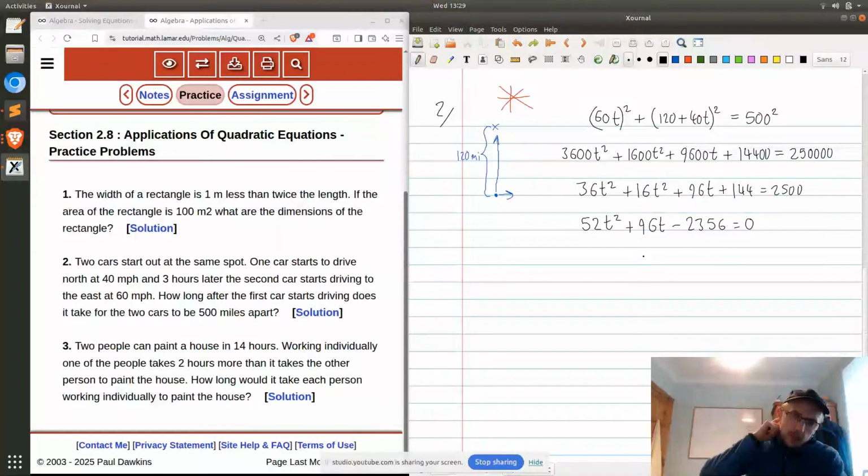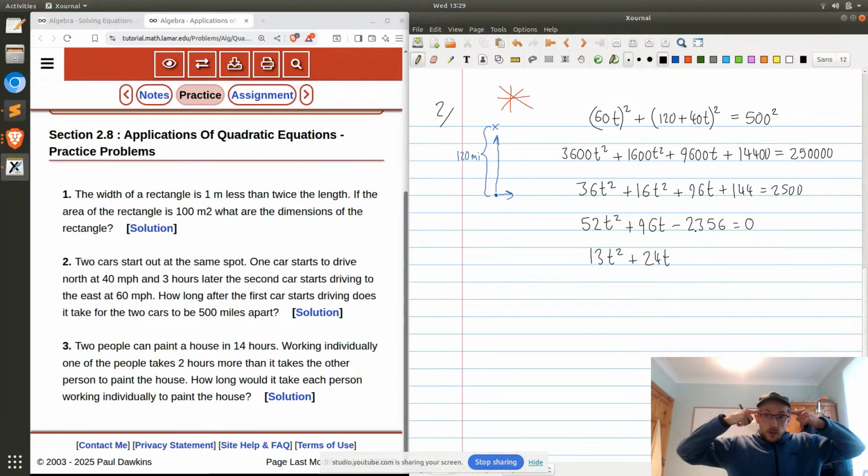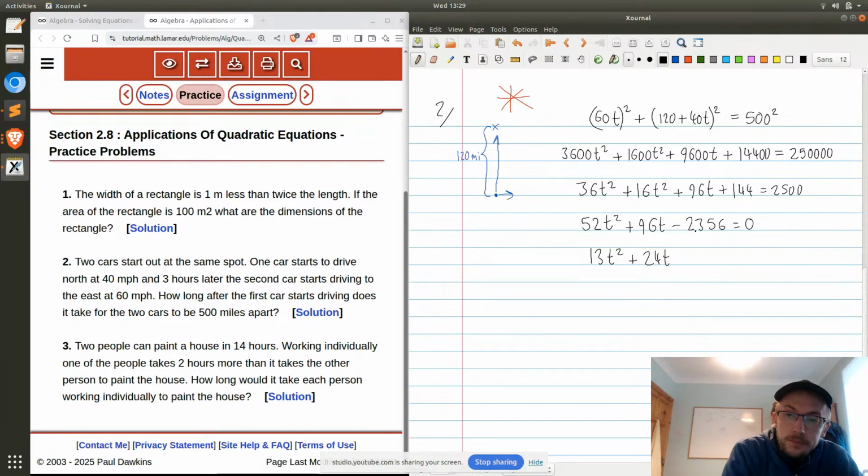Can you not divide everything through by 4? Can't you? Yes, you can. So what's that? 24t. And what is that? 2,356 divided by 4. Okay, divided by 2 and then by 2 again. So, don't back down. 1,100 and 78.